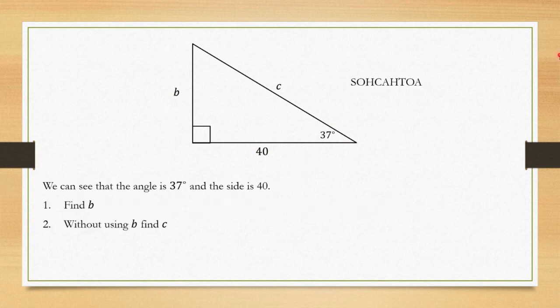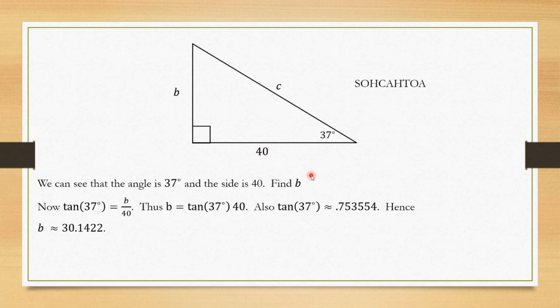Before we get to this, if we want to find B, notice that B is the opposite side relative to the angle. 40, we said, is the adjacent side. Which trig function should we use? We're working with opposite and adjacent, so let's use tangent. We know tangent of 37 degrees is opposite over adjacent, B over 40. B is our unknown, so cross multiplying by 40, we get B is tangent of 37 degrees times 40.